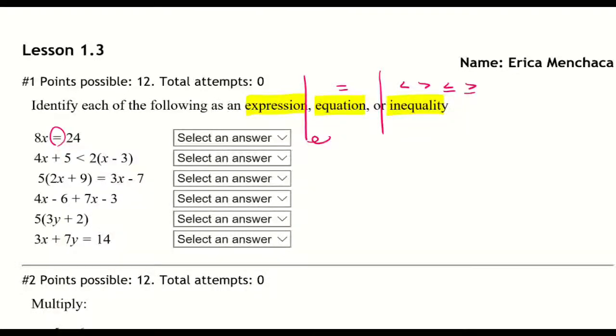First, when you're looking at a number sentence, see what symbols it has. This one has an equal sign, so it's an equation. The next one has a less than sign, which is an inequality. And if it has neither of those, so no equal sign and no inequality, then it's what we call an expression.